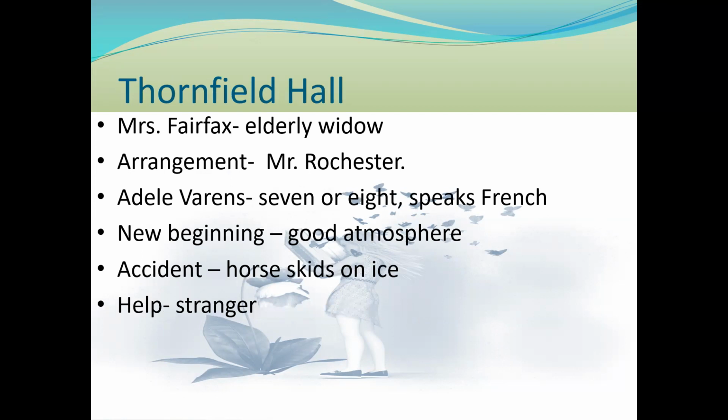Jane starts working in Thornfield Hall, owned by Edward Rochester. Mrs. Alice Fairfax welcomes her and makes all the arrangements for a peaceful stay. She is going to teach and guide little Adele Varens, who is 7 or 8 years old. Adele speaks French and a little English. After 6 months of stay, Jane gets to meet Edward Rochester. She meets him through an accident and later realizes that he is the owner of Thornfield Hall.